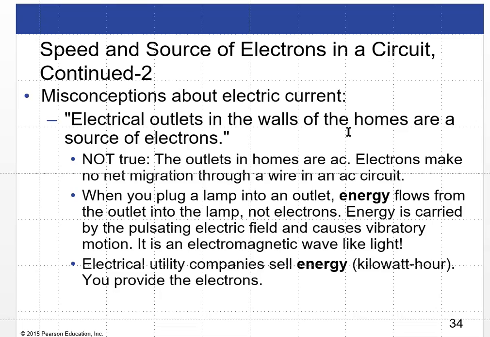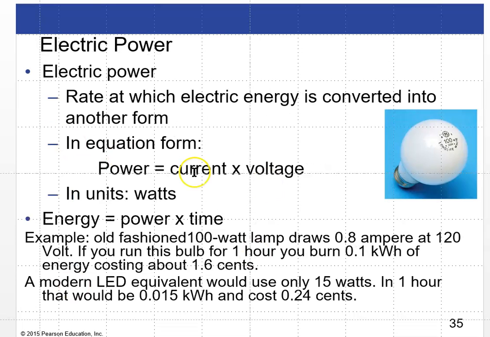Electric utility companies sell you energy. If you look at your energy bill, it's in kilowatt hours. Power times time is energy. You provide the electrons in the wire. Electric power is the rate at which electric energy is converted to another form. In equation form, it is current times voltage. The unit of this is watts. And of course, energy is also power times time.